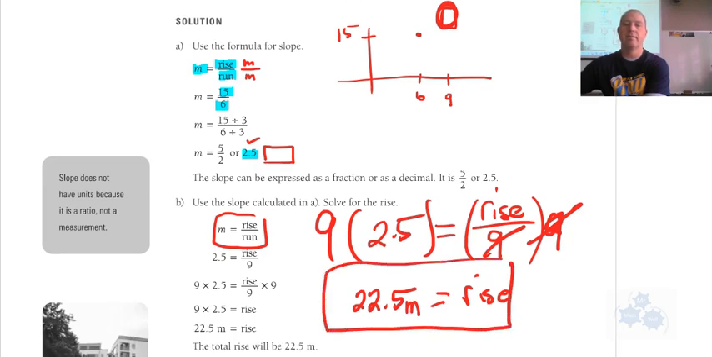So if you have two pieces of an equation and there are 3 quantities, you can always solve for the third one. Okay? That make sense? Any kind of questions about that?